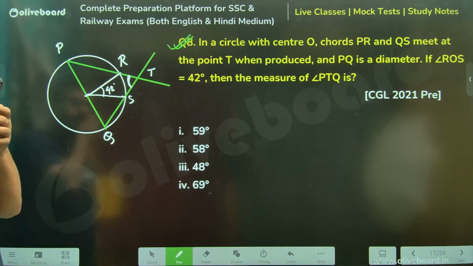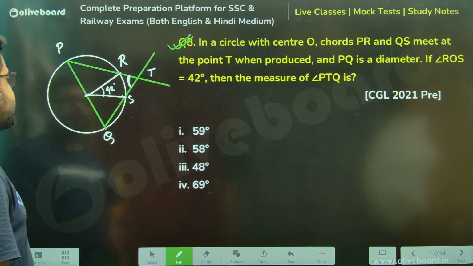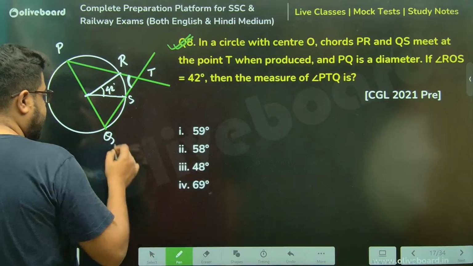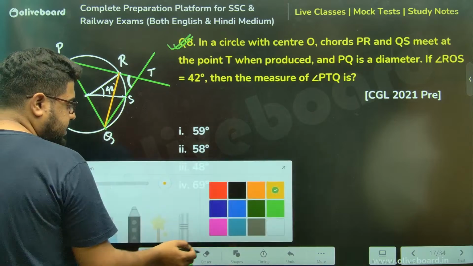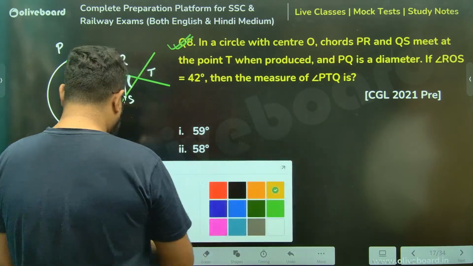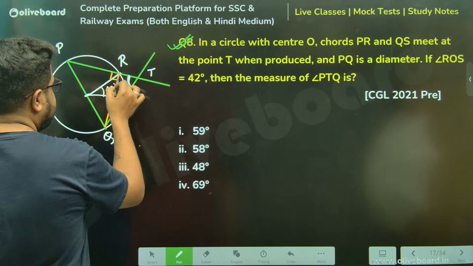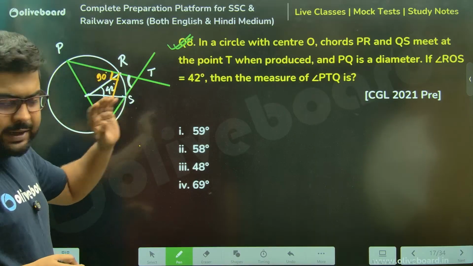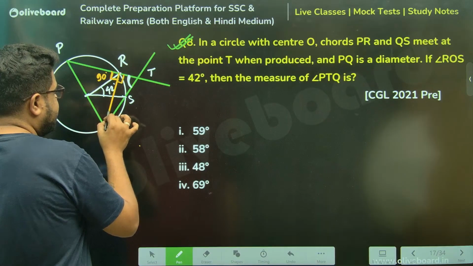How can we do this, sir? There are different ways of doing this. Let me take the help of this. Let us join RQ. Why? If I join RQ, first things first, this angle is 90 degrees. Angle PRQ is 90 degrees, so angle QRT is also 90 degrees. Now this angle is very easy to find.